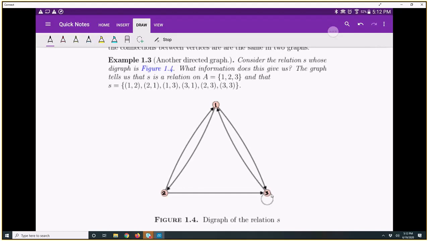And we can also tell exactly which ordered pairs are in the relation just by reading the edges from the graph. So because we see that there's an edge initiating at 2 and terminating at 1, we know that (2, 1) must be in our relation. And because there's an edge initiating at 3 and terminating at 1, we know that (3, 1) must be in our relation, and so on. We know that (3, 3) must be in our relation because we have the self loop at the vertex 3. And exactly the ordered pairs that they've written here, we can see each one is present in the figure.